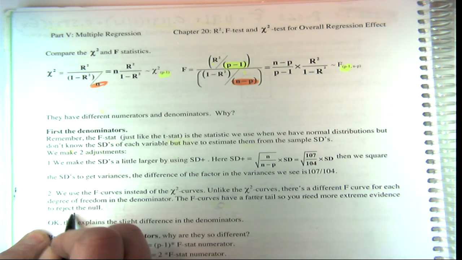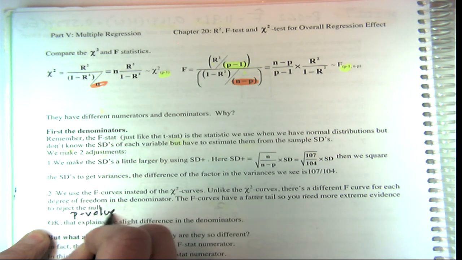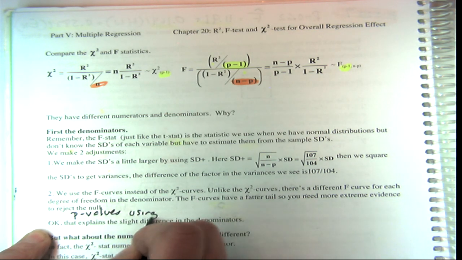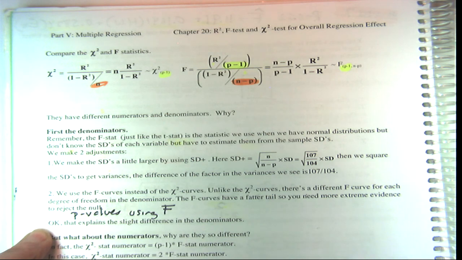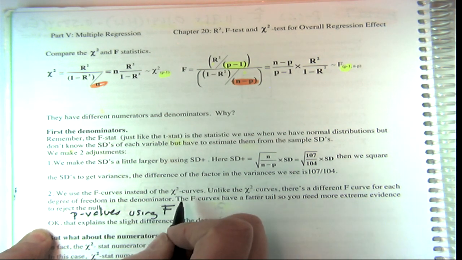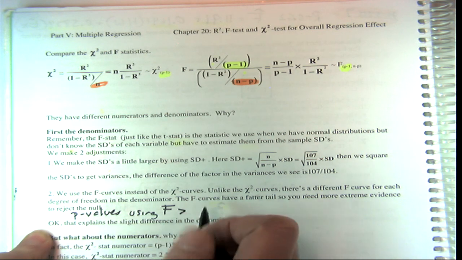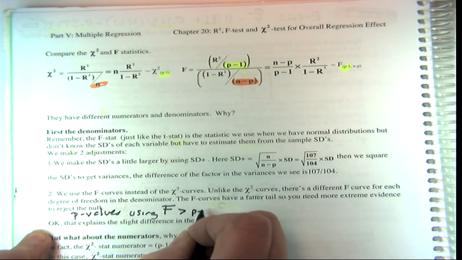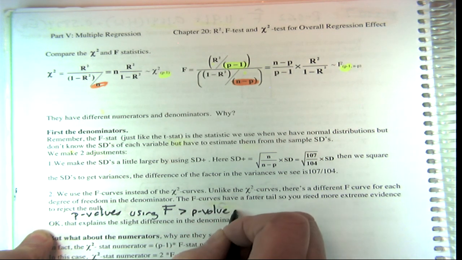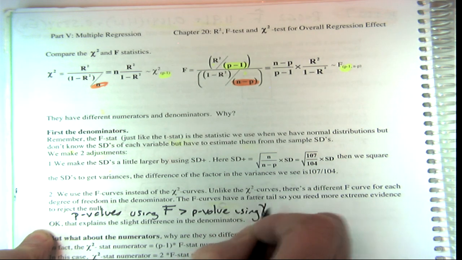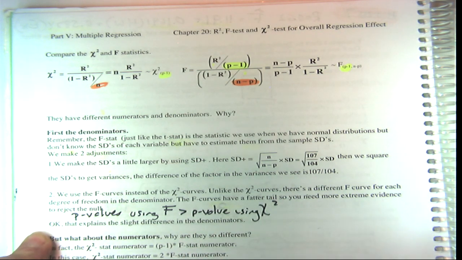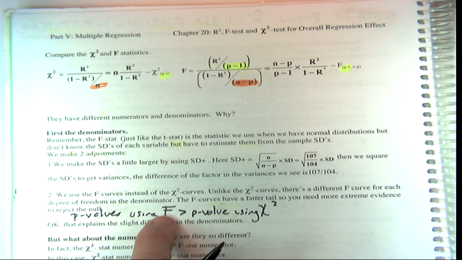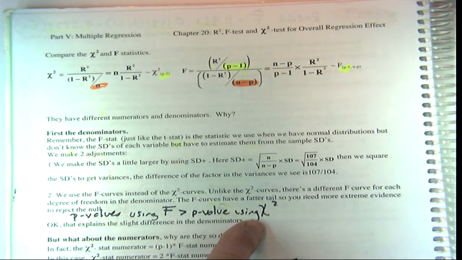So the p-values: using F, the p-value is the area in the tail, right? The p-value using the F is greater. It has a fatter tail than the p-value using chi-square, right? Same as the p-value using the t is greater than that using the z.